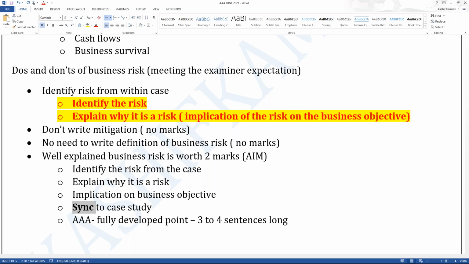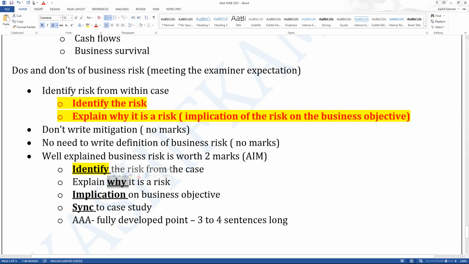So sync number 1, implication 2, why 3, and identify 4. Will you remember this rule of thumb, everyone? Should I highlight this for you? Number 1, identify. Number 2, why. Number 3, implication. And number 4, sync. Then you can aim for 2 marks. Can you make a mnemonic for that? The mnemonic could be: identify, plus explain why, implications, sync. So it's IWIS equals 2 marks.